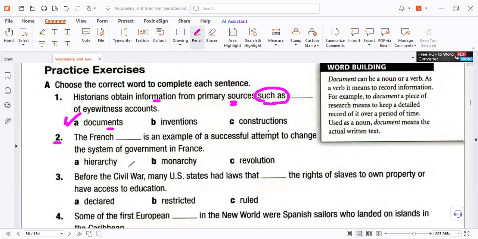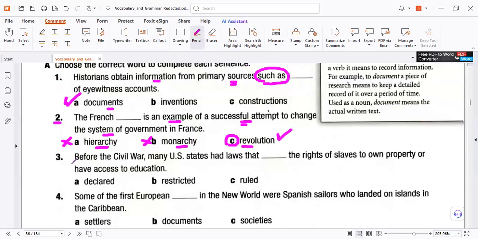Now number 2, what is it? That is an example. A successful attempt, a successful try to change the system, we call it in English a revolution. So revolt means to be angry, to change something, for example, to change laws, to change rules. So that's an example of revolution, not power, not high power.